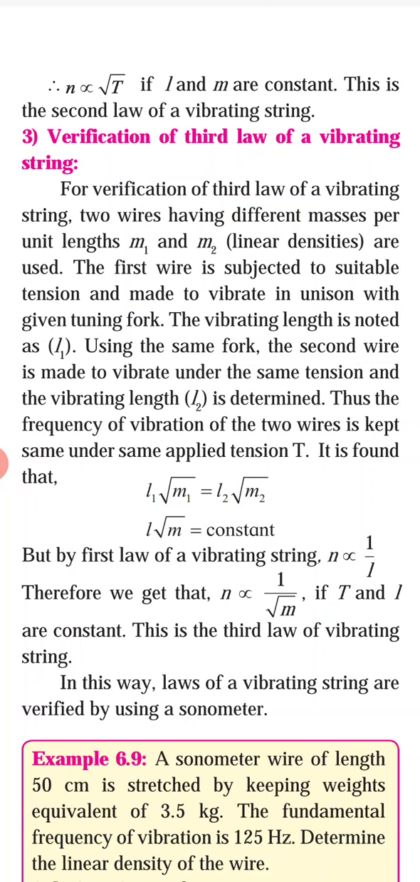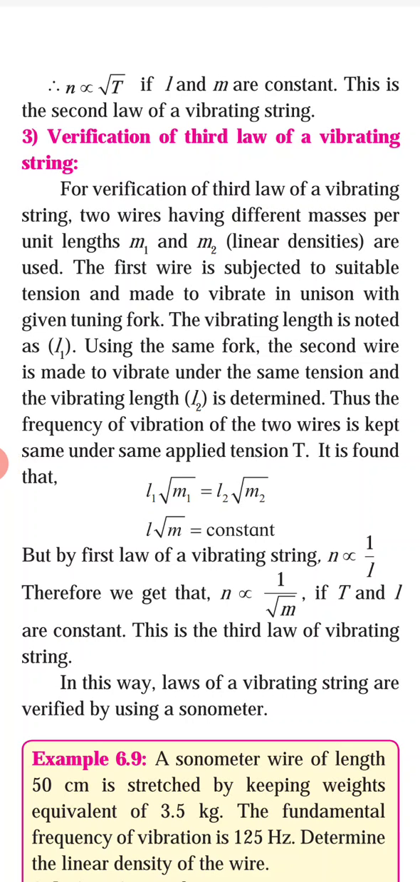The first wire is subjected to suitable tension and made to vibrate in unison with a given tuning fork. The vibrating length is noted as L1. Using the same fork, the second wire is made to vibrate under the same tension and the vibrating length L2 is determined. Thus, the frequency of vibrations of the two wires is kept the same under the same applied tension T. It is found that L1 into under root m1 is equal to L2 into under root m2. That is, L into under root m is equal to constant.